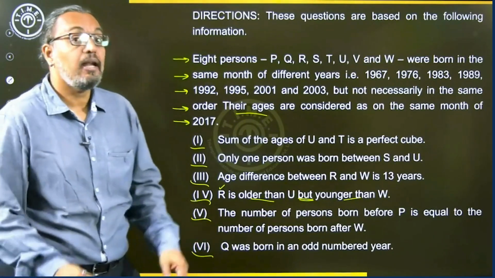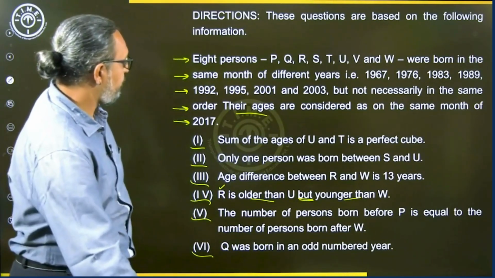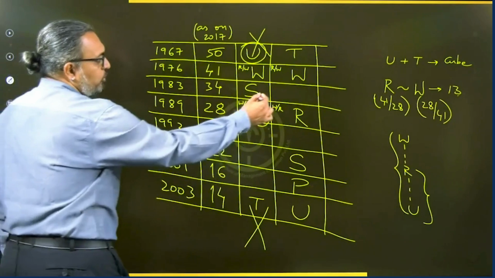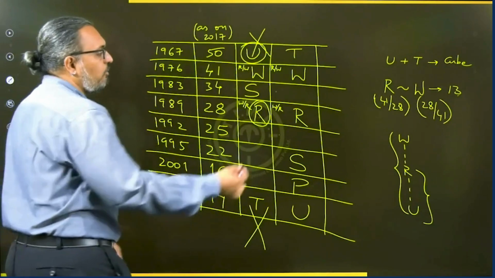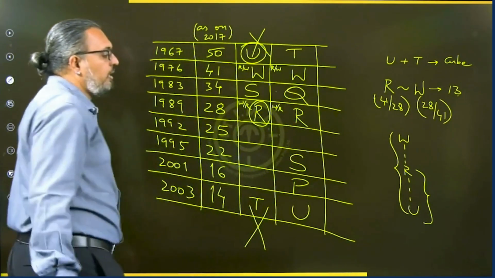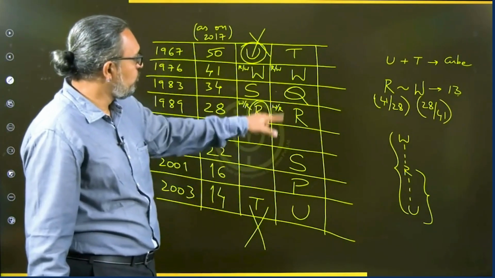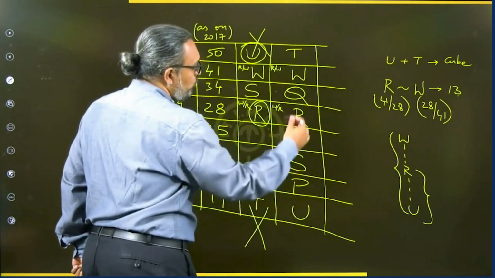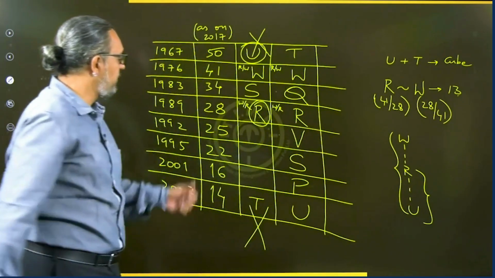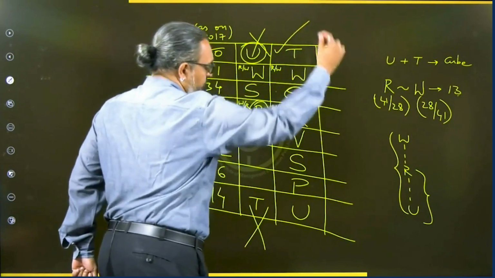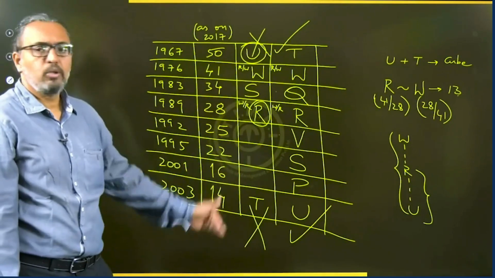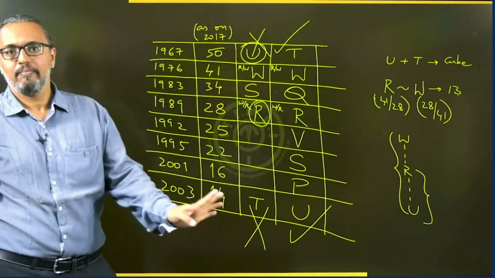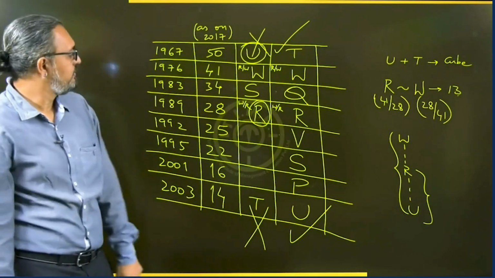Q was born in an odd numbered year. Okay, odd numbered year. Now Q has to be either here or here, but 92 is not an odd number. 83 however is an odd number, so Q will be here. Now who else is available? We have P, Q, R, S, T, U, V will be in 1992. That way we get our final arrangement. That's it. By the time you come to the last line, your arrangement is ready.